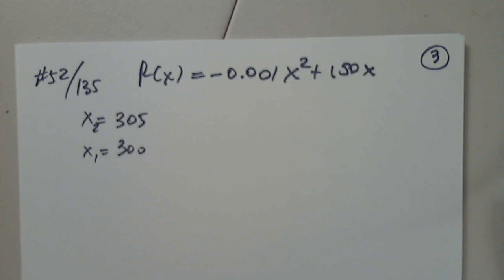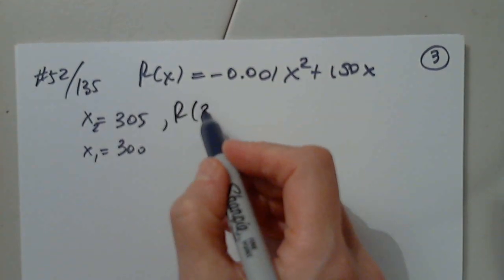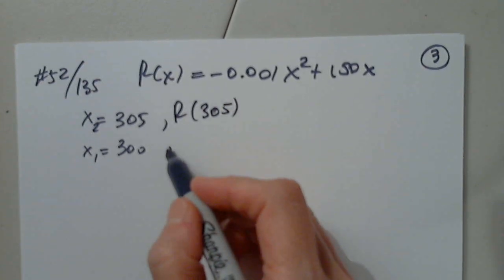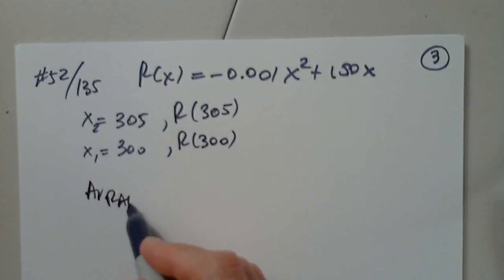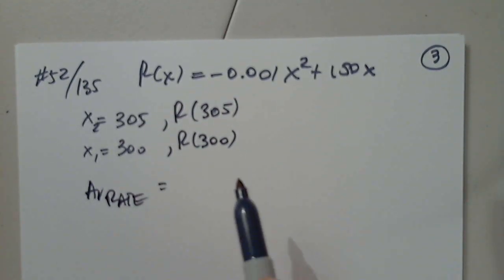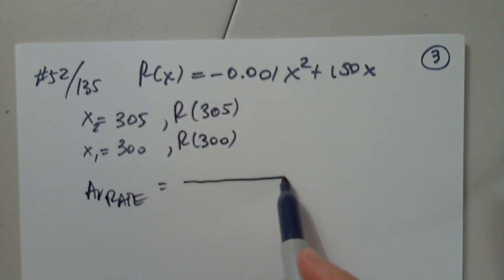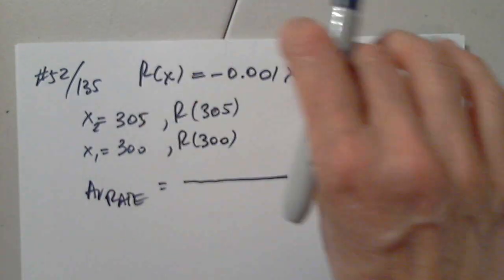Anyone? Don't you just plug 305 in for x? Absolutely. So I have to find R of 305 and then R of 300. And how do I determine the average rate? You subtract the two. Yes. How do I write it? Oh, sorry. Negative 0.001. Yeah, and then that's fine.